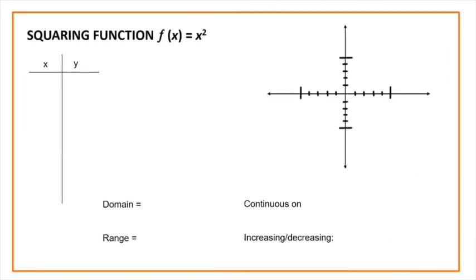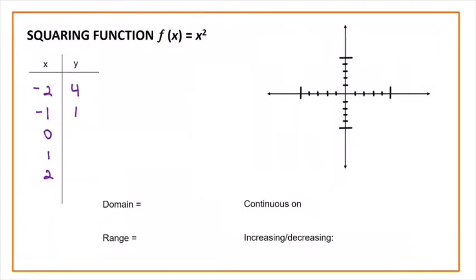All right, now let's look at the squaring function. And just the basic squaring function is f of x equals x squared. So again, I'm going to choose all the x values from negative 2 to positive 2, and we'll just plug those in here and see what we get for y. If you plug in negative 2 for x, negative 2 squared is going to be negative 2 times negative 2, so that's positive 4. If you plug in negative 1 for x, negative 1 times negative 1 is positive 1.